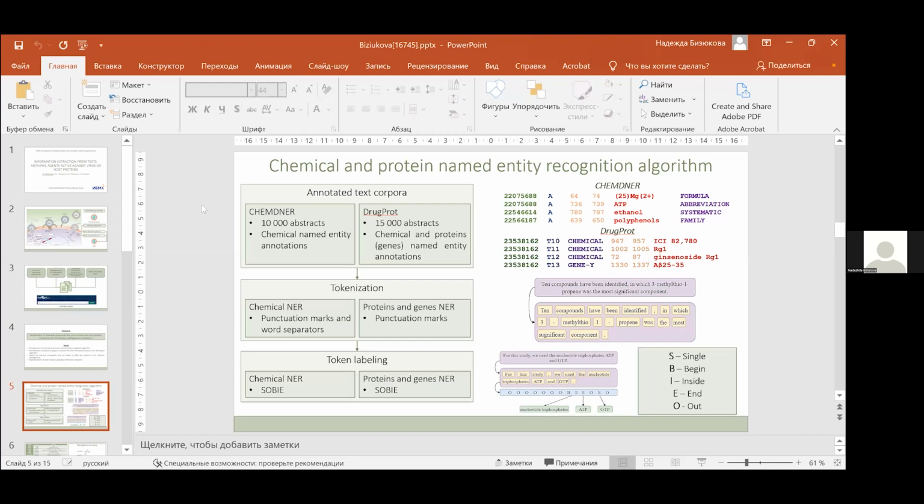Since our algorithm is based on machine learning methods, training sets or specifically annotated corpora are required. To this end, we used ChemDNER and DrugProt corpora that include protein and chemical names annotations. Texts of annotated corpora were tokenized in order to present them in machine-readable form. We have chosen optimal ways of tokenization to achieve high accuracy of recognition for both groups of named entities. Received tokens were then labeled according to SOBI marks in order to determine their belonging to the named entities.